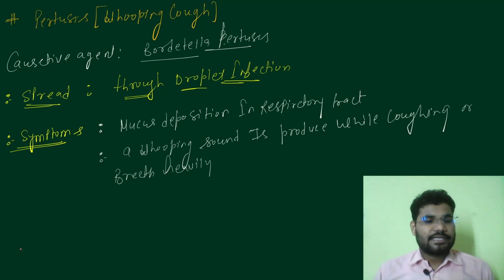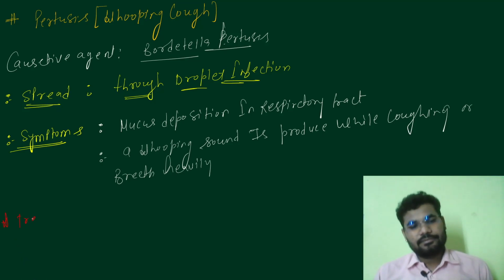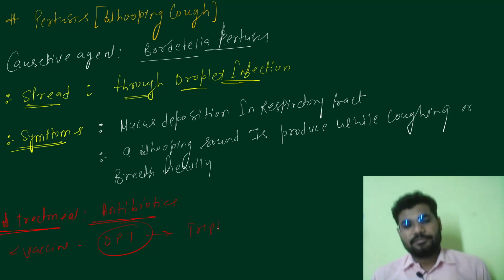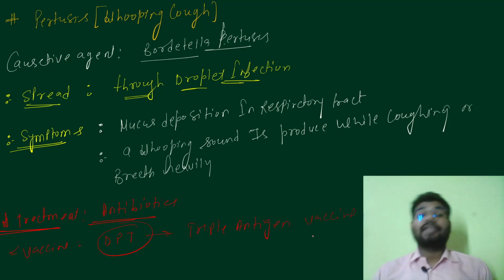The treatment is anyway antibiotics. As for a vaccine, definitely vaccination is there. That is DPT. We had discussed DPT in the last class, that it is a triple antigen vaccine and it protects the child from three diseases.